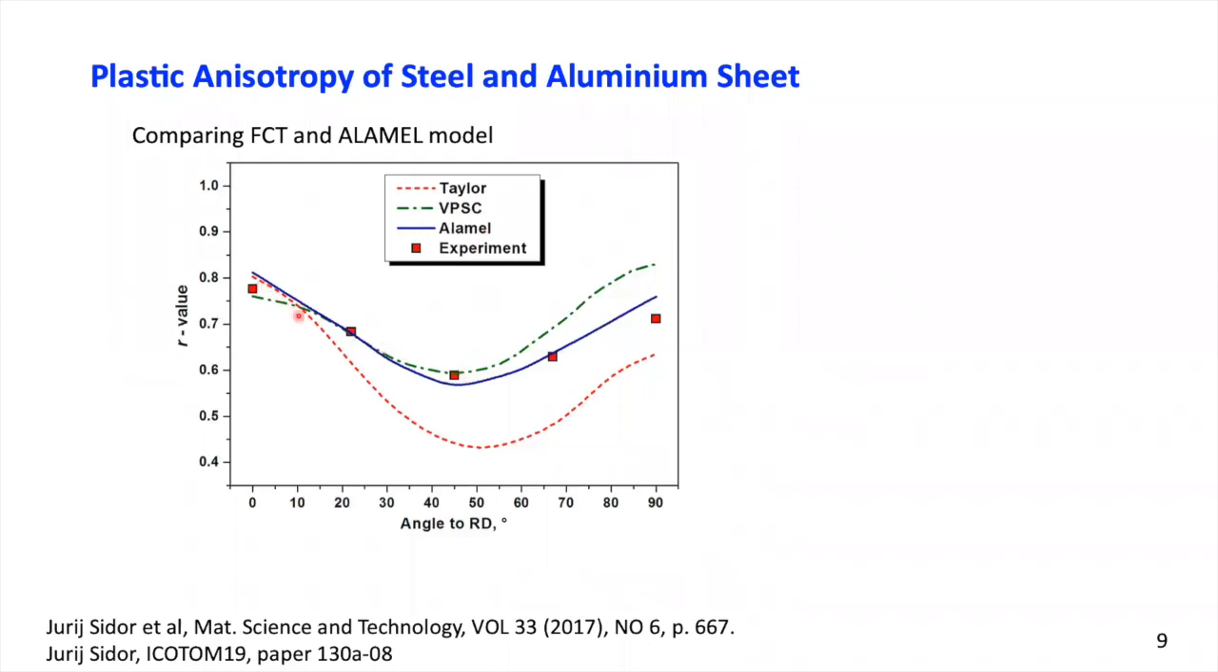What I wanted to illustrate here on this curve is that we use crystal plasticity models to model the R value. The Taylor model is a very basic model; it more or less predicts the shape correctly, but not the actual values. Whereas if you want to improve on that, you need more advanced models, such as the ALAMEL model, which was developed by the KU Leuven group with Professor Van Houtte, or the VPSC model, which is also a very well-known crystal plasticity model, developed by Carlos Tomé and Ricardo Lebensohn.